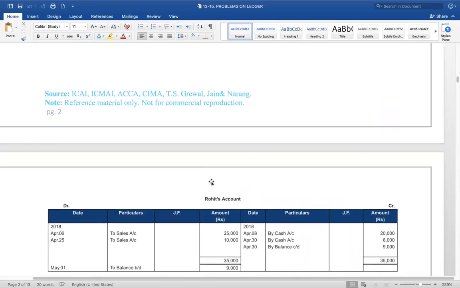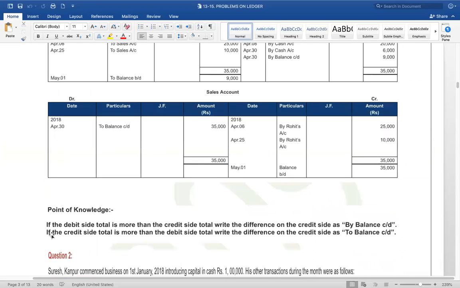And I want you to, just for recap, I have been telling this more than a dozen times, but still guys have a tendency to forget. So therefore it's written here that you should never forget. If the debit side total is more than the credit side total, write the difference on the credit side as by balance carried down. If the credit side total is more than the debit side total, write the difference on the debit side as to balance carried down.